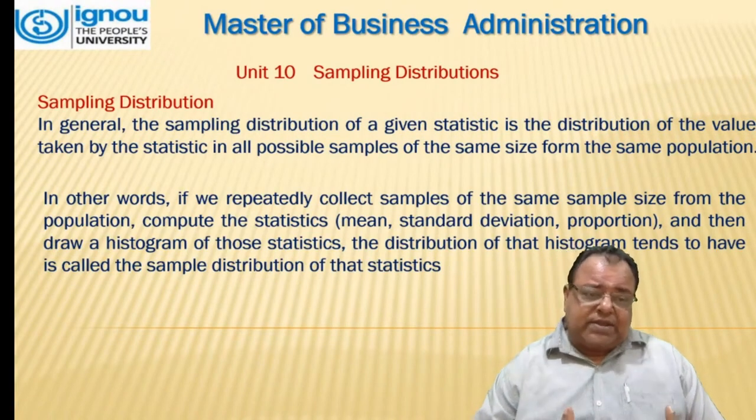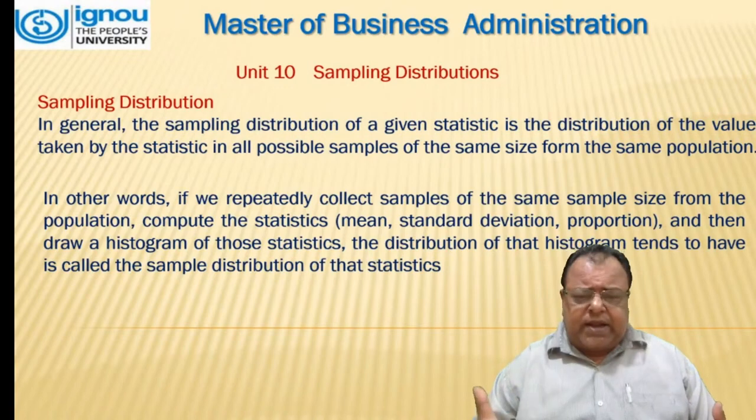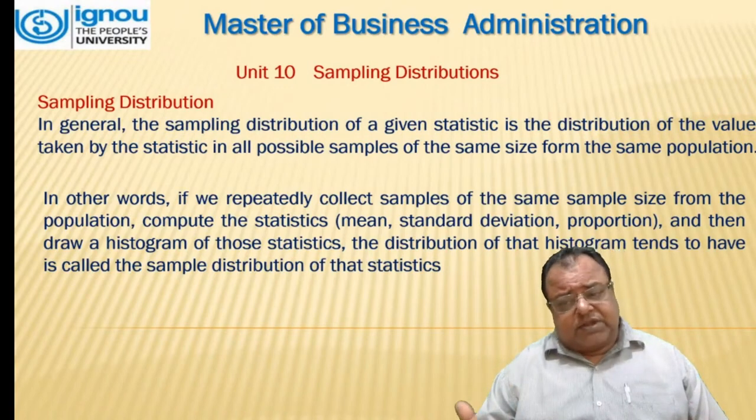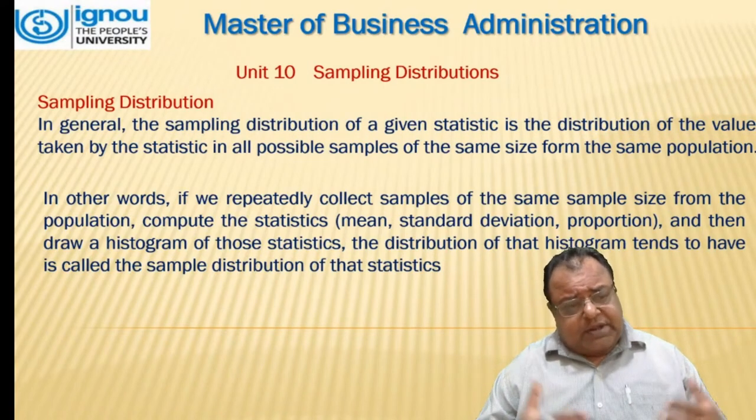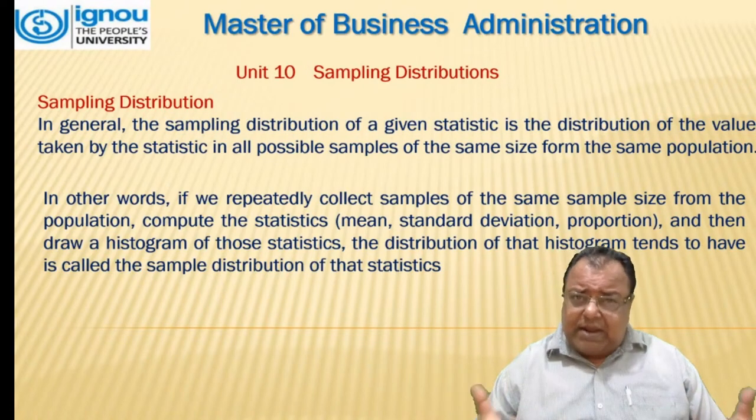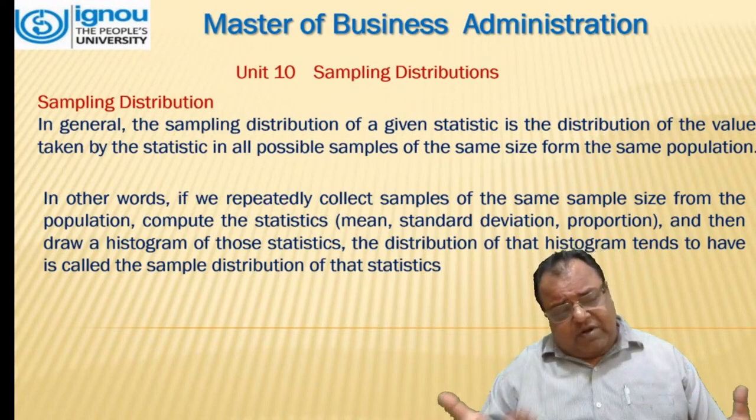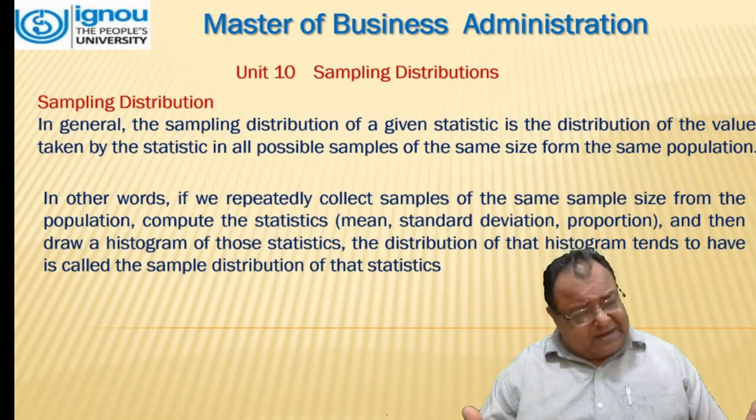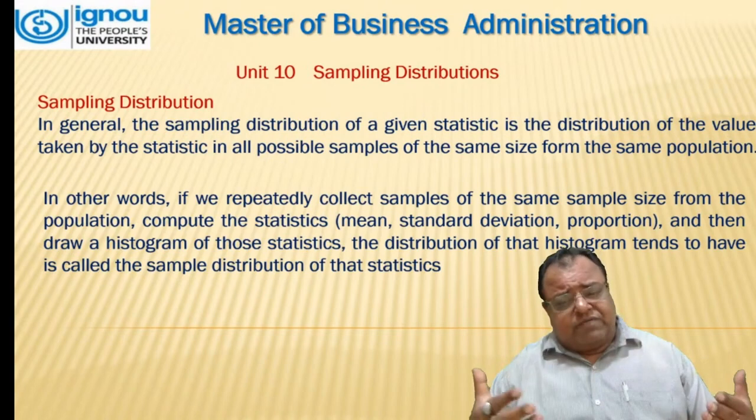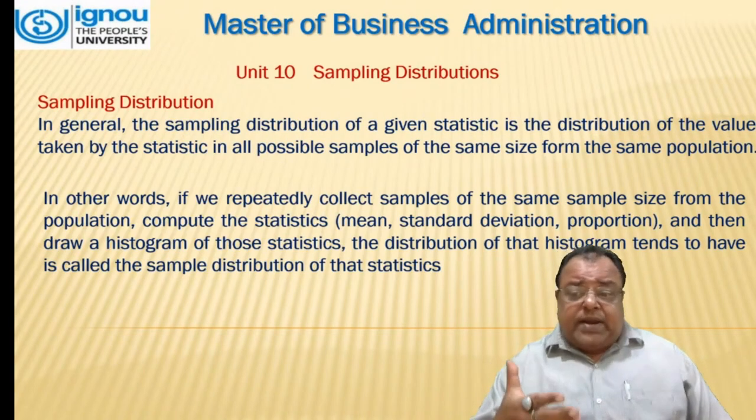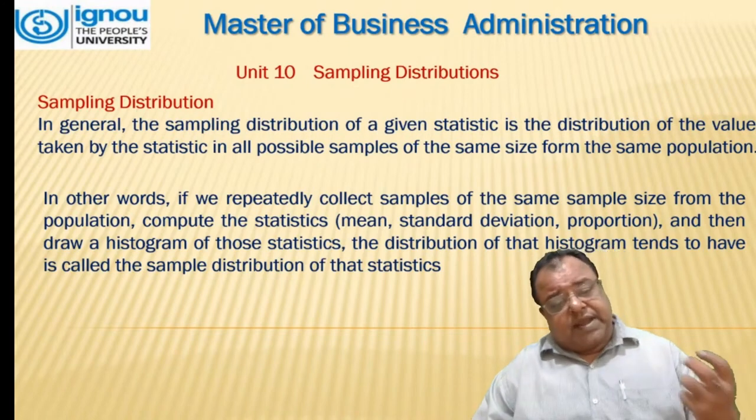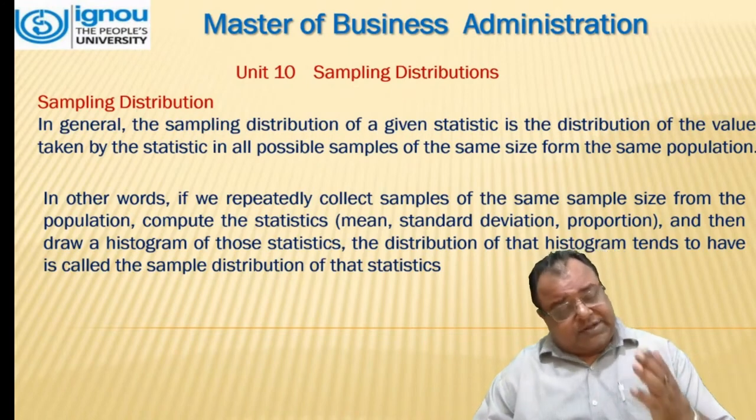Or in other words, we can say that if we repeatedly collect samples of the same sample size from the population, compute the statistics, that is mean, standard deviation, proportions, and then we draw a histogram of those statistics, the distribution of that histogram is basically called the sampling distribution of that statistic.